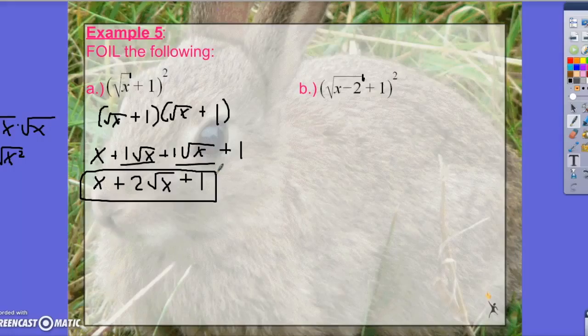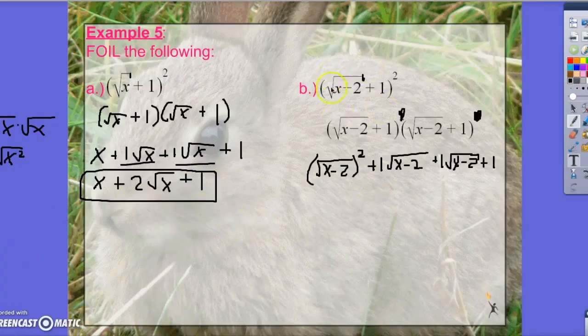All right. I want you to pause the video and try the next one. I want you to try it yourself first, then I will do the work for it. All right, so for this one, as you can see, we write it twice. First to FOIL is square root of x minus 2 squared, plus outer 1 square root of x minus 2, inner plus 1 square root of x minus 2, plus 1. Now we're going to simplify this piece here and then combine like terms. So why don't you try that?